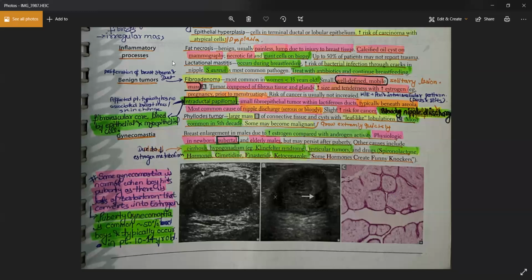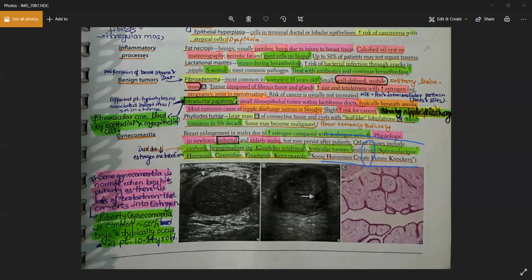Second, you have the intraductal papilloma, where you have a tumor arising within the lactiferous ducts. It is typically seen beneath the areola. Let me draw this for you. If this is my duct, and inside this duct I have a papilloma, that means a finger-like projection.